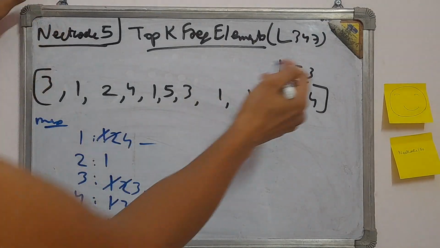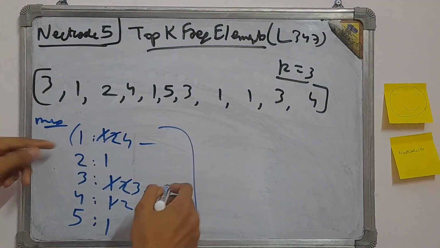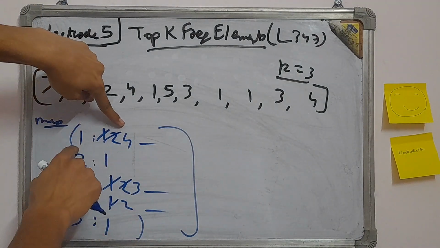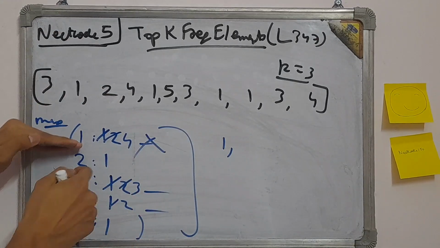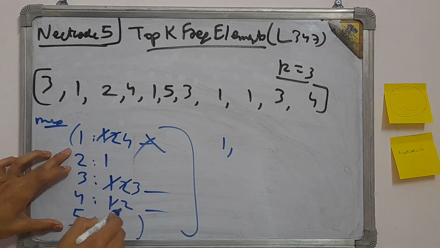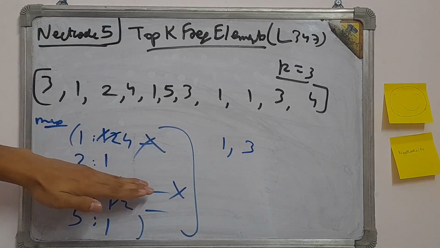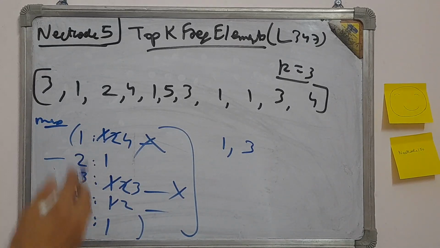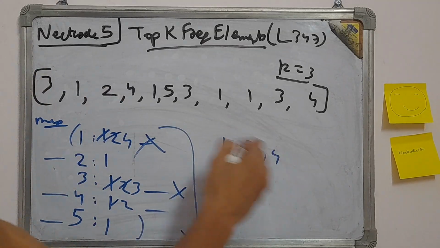Okay, so now how do we get 3 elements? The map has 5 elements, we need 3 only. So we will do one traversal and we will get the max frequency, which is 1. So we got 1. Then we remove 1. Now out of these 4 elements in the map, we do another traversal and we get 3, the next max. And then we remove this also. Then we have 2, 4 and 5. Then we do another loop and we find that the highest frequent element is 4. So we got 4 and this is done.